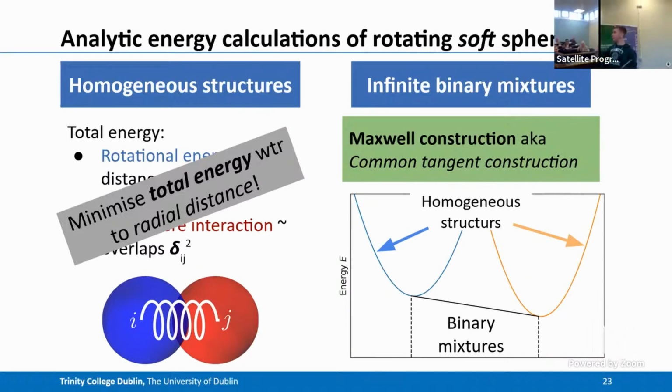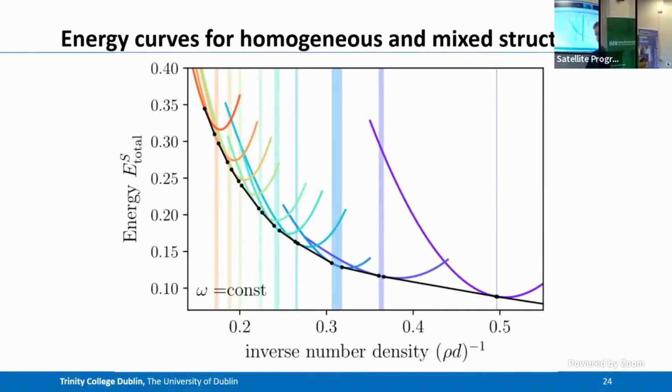And then the infinite binary mixture is constructed with this Maxwell construction, also known as common tangent construction. So assume you have two homogeneous structures, and the binary mixture is the common tangent between these two curves, and in this region you will find your binary mixture of these two homogeneous structures. You can calculate the energies versus the inverse number density. The energies of the homogeneous structures are these colored curves, and the energies of the binary mixtures are the black solid lines. We observe the homogeneous structures only in the colored regions, and the binary mixtures are observed in the white regions.